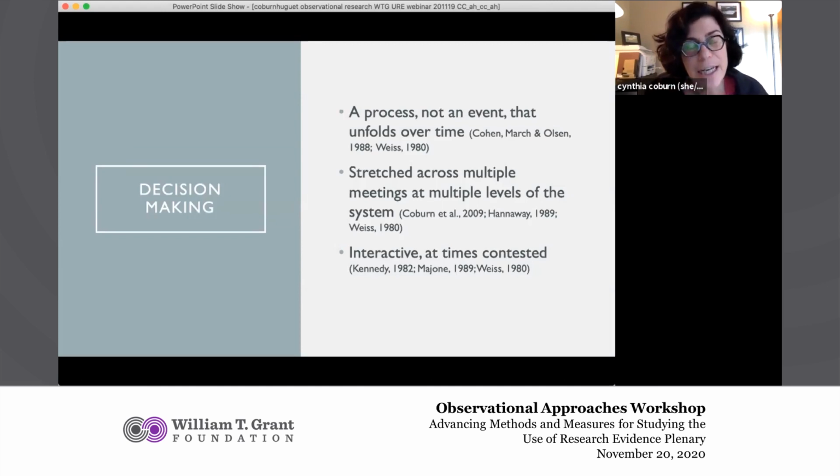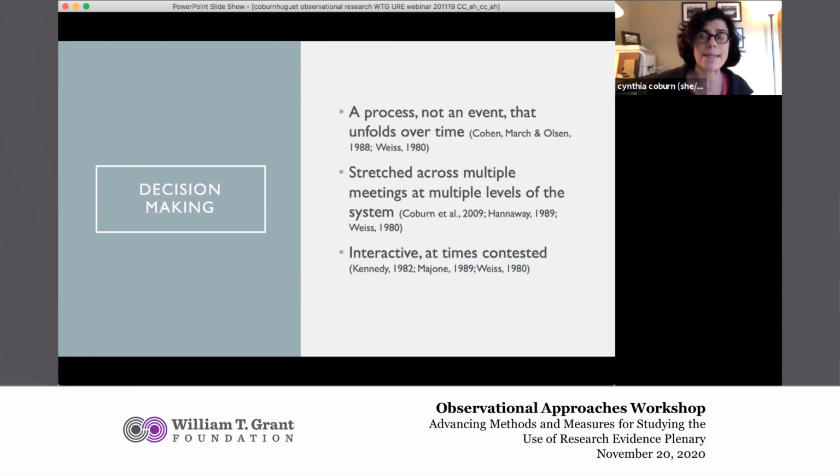So to start off, any conversation about understanding the use of research in decision-making needs to be located in a conceptualization of decision-making. And drawing on a long history of research on deliberation, especially in public agencies, we view decision-making as a process, and not an event, that unfolds over time. So in other words, we don't think of decision-making as something that happens with a single person or even a group of people who sit in a room, have a discussion, boom, make a decision.